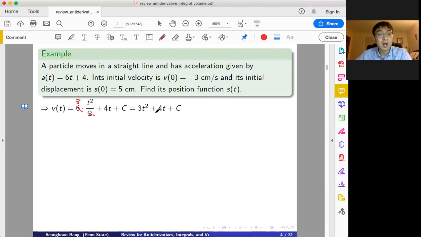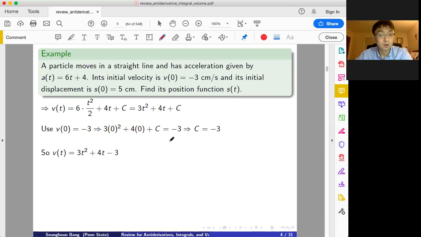Next, how can you find c? You can use the initial velocity. You can plug 0 into here. 3 times 0 squared plus 4 times 0 plus c equals -3. So this is 0. This is 0. What is the answer? c equals -3. Then plug the -3 into here. The v of t equals 3t squared plus 4t minus 3.